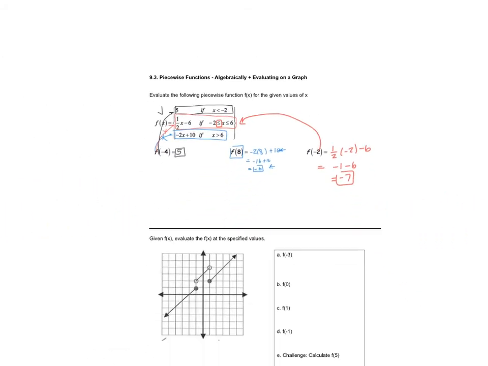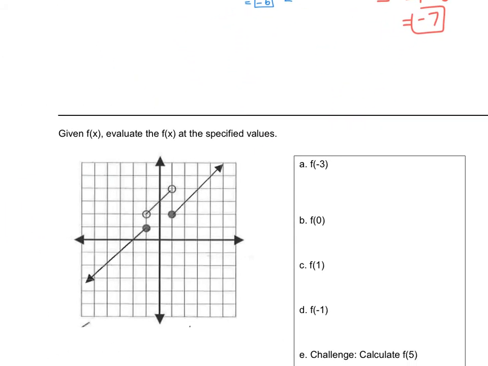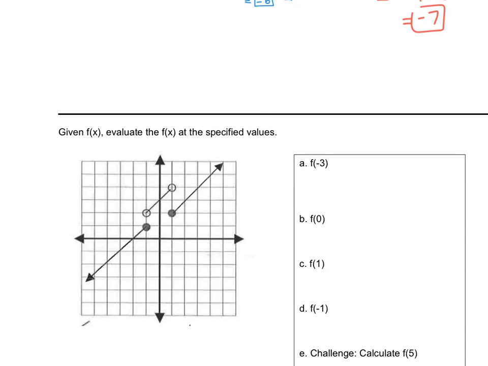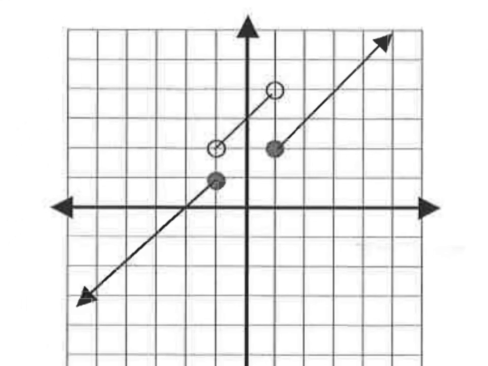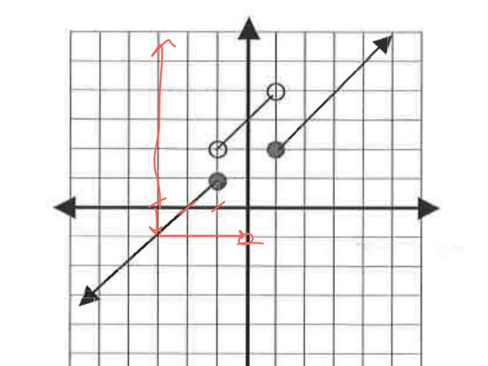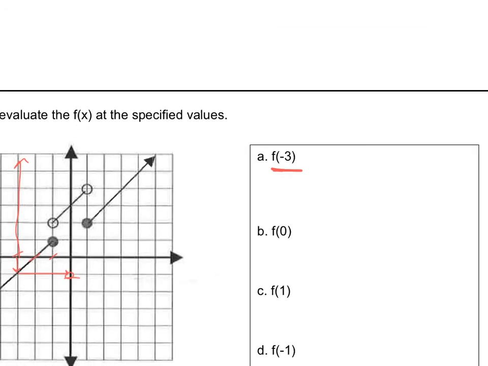Now we're going to go on to our next example where we evaluate f of x at the specified values by looking at a graph. For our first example, we want to plug in -3. So I simply go out to x is equal to -3. So I have a jump here, that's -1, -2, -3. Can't go up, so I go down, and I go to the right. This is -1. So f of -3 is -1.